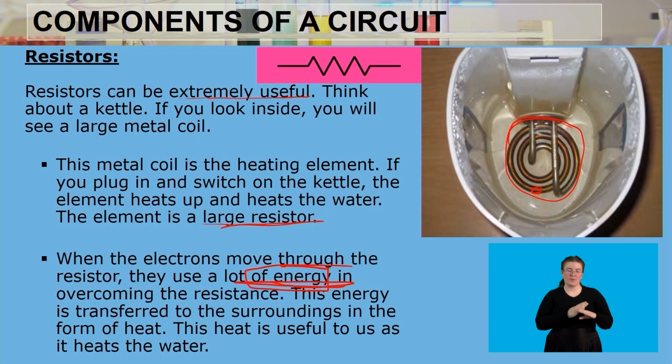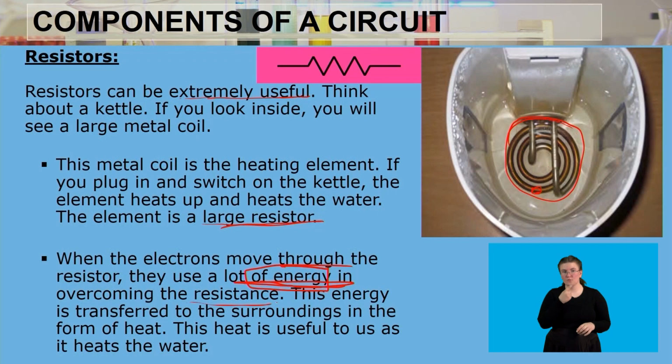Because the resistor is resisting the flow. It is resisting the movement of these electrons from one point to the next. So for these electrons to be able to force their way through the resistor, they must use a lot of energy. They are going to use this energy to overcome the resistance, because they want to pass through the resistor, but the resistor isn't making it easier for them. So the electrons will use up the energy that they have.